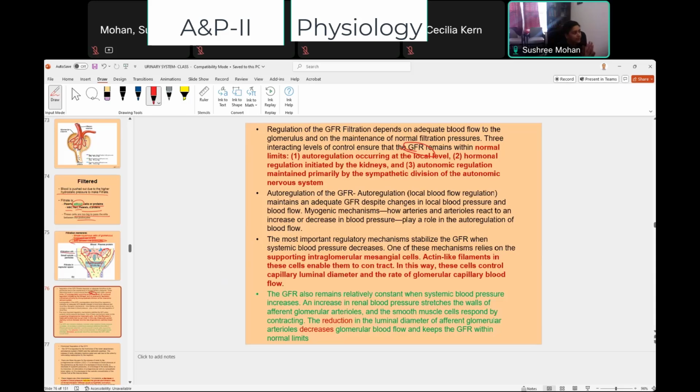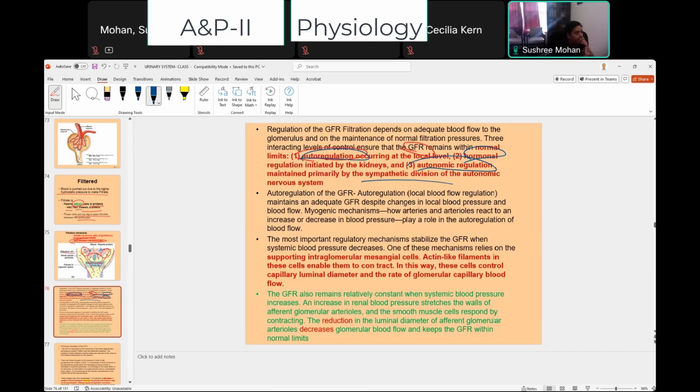Now it is influenced by autoregulation. Either you can do autoregulation at a local region, or there is some kind of a hormonal influence on it, or there is nervous control through the autonomic nervous system or the sympathetic division of the ANS. So autoregulation, hormone regulation, ANS sympathetic division. All these three can influence the pressure.